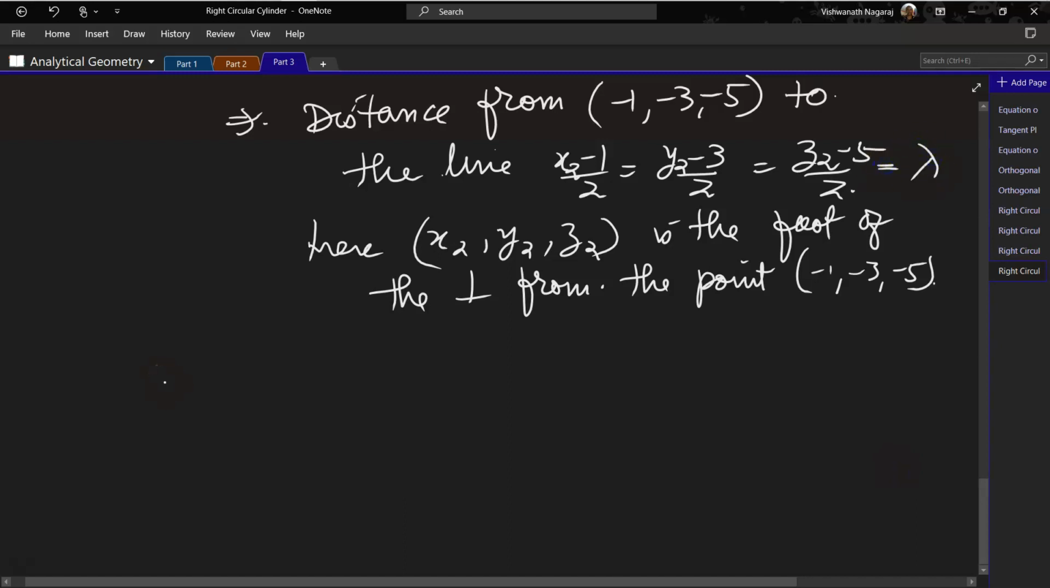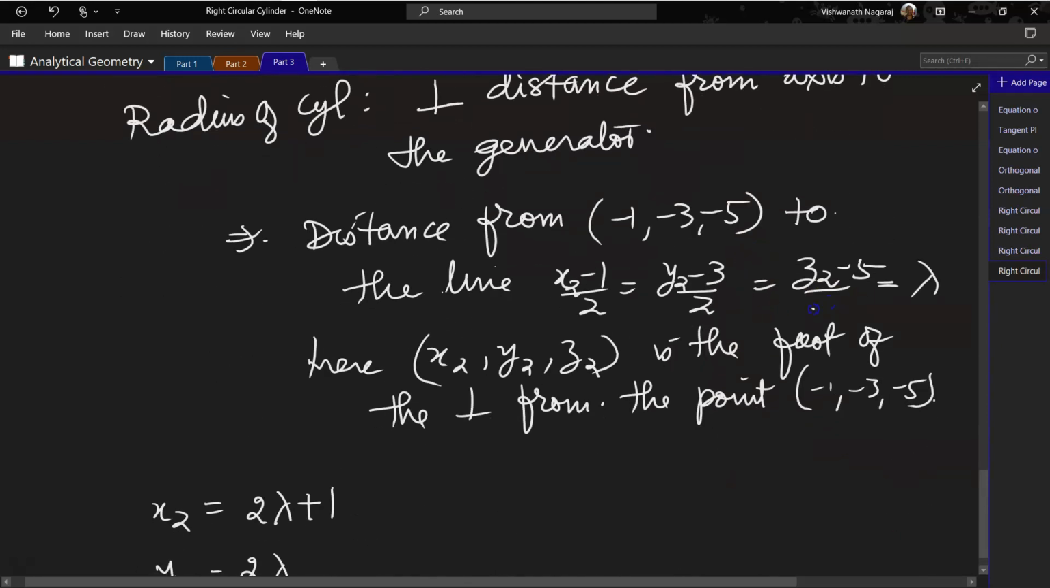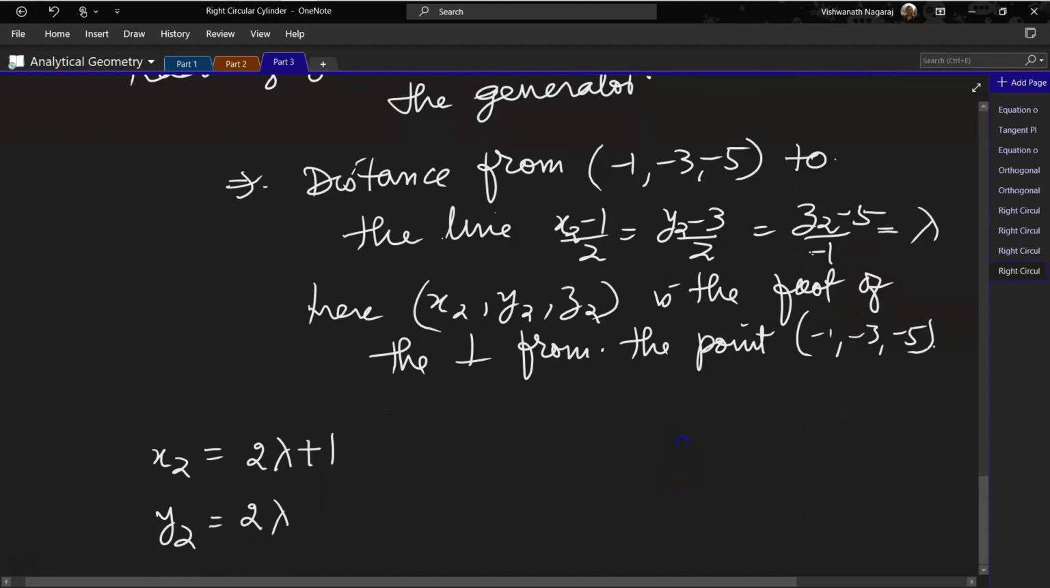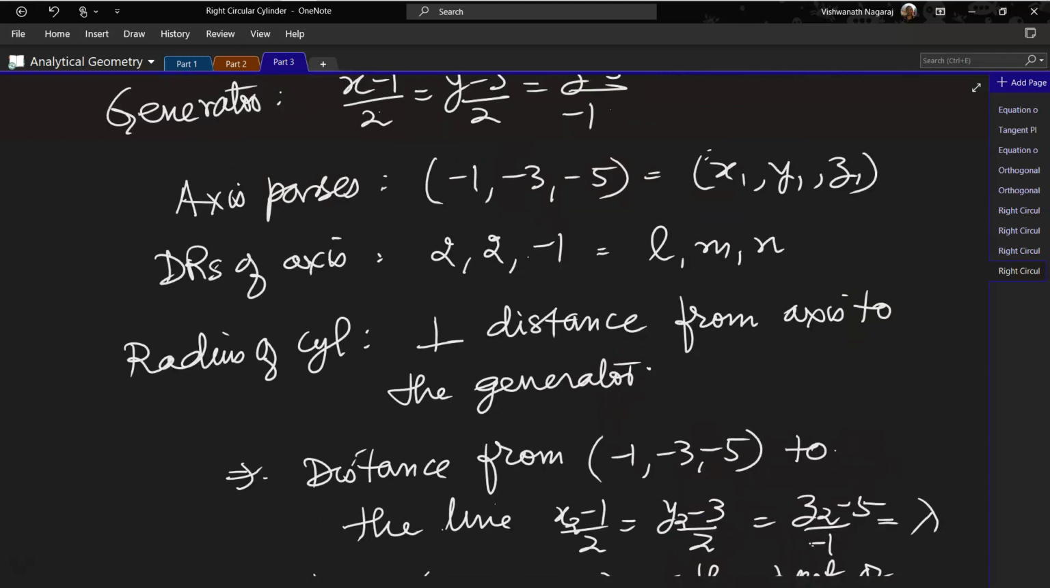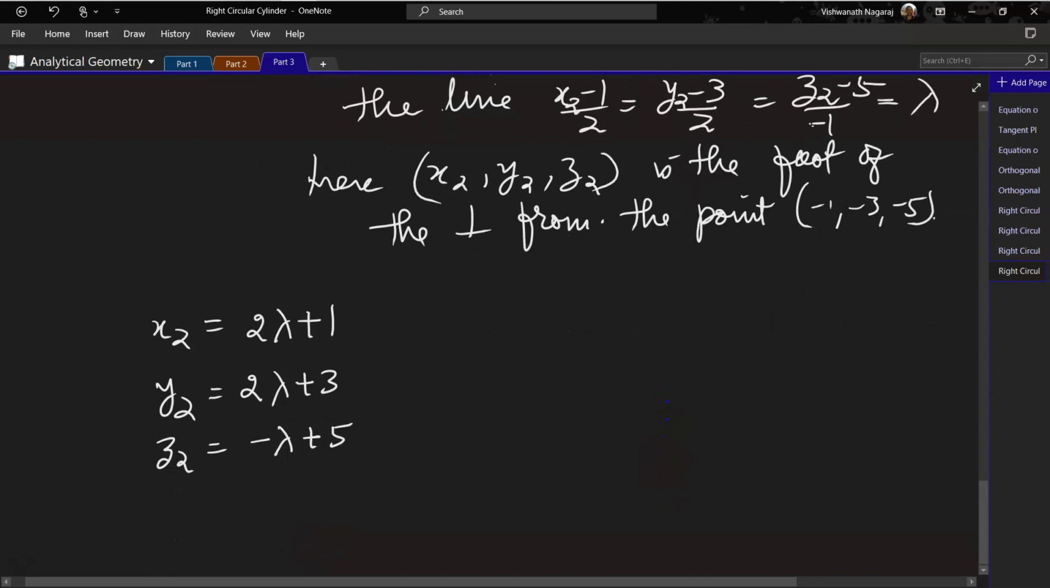lambda. Okay, so which means x2 is equal to 2 lambda plus 1, y2 is equal to 2 lambda. By the way, this is not 2, 2, 2, it is 2, 2, minus 1 at the denominator, right? 2, 2, minus 1. So 2 lambda plus 3, and z2 is equal to minus lambda plus 5. Now if we can figure out the lambda, then we are through.